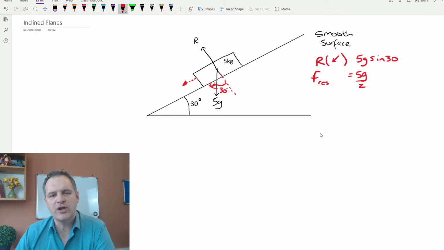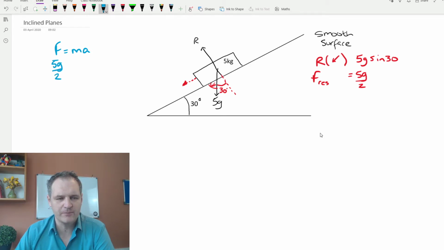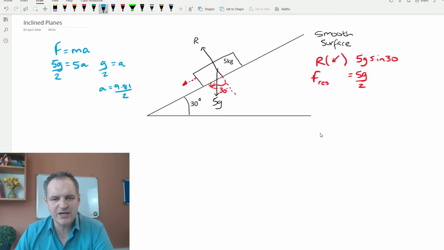We can therefore do a number of different things. If we think about our kinematics, we know that F equals ma. So we have just worked out that F is 5g over 2, so that is equal to 5a. We can divide by 5. g over 2 equals a. So a is going to equal 9.81 over 2. The acceleration of this object at the moment this block is released will be 9.81 divided by 2, so approximately 4.9 meters per second squared.